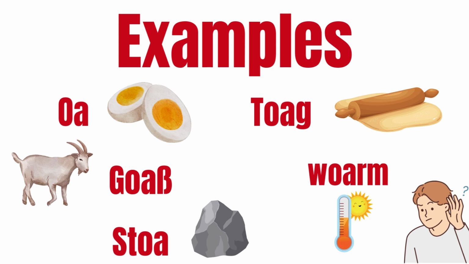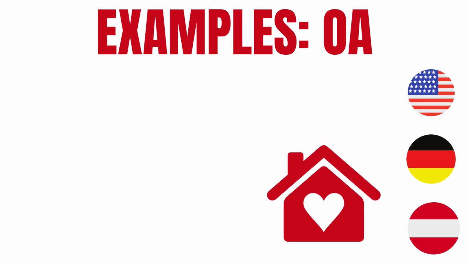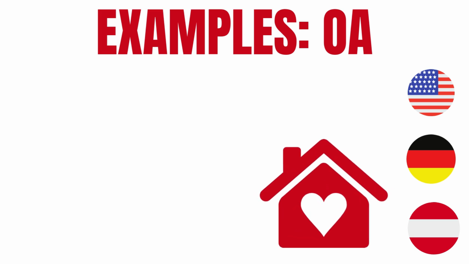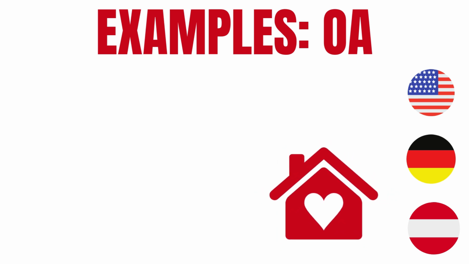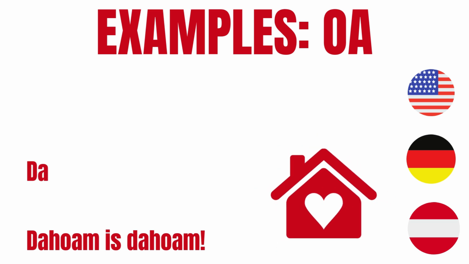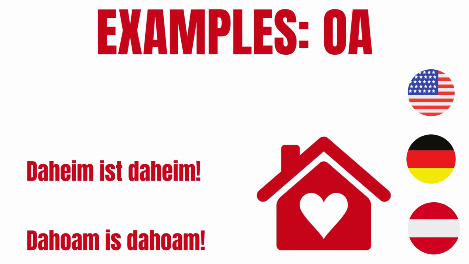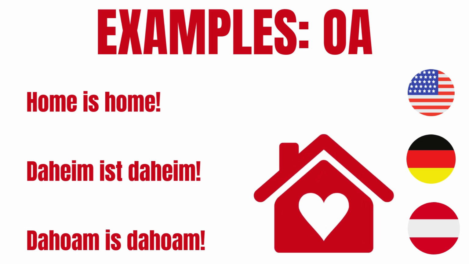Additionally, we can check out some sentences in which the OA sound occurs. As you know, we start with Austrian German, Standard German, and then translate it into English. The first example: dahoam ist dahoam, daheim ist daheim, home is home.